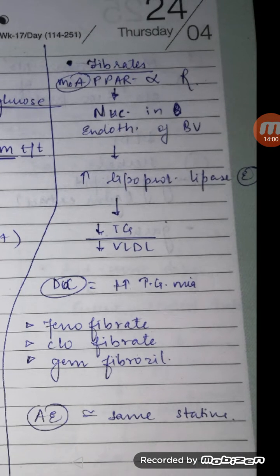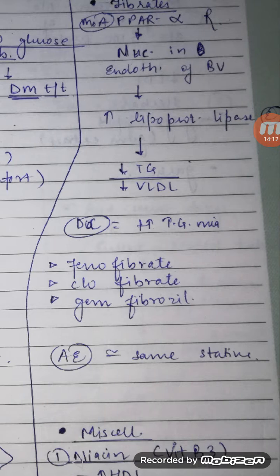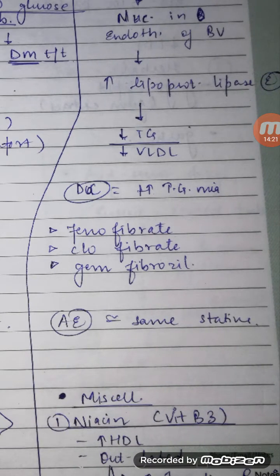And so with more lipoprotein lipase, there is more breakdown of triglyceride, and so it is a very good agent to decrease triglyceride levels. So it is a drug of choice for hypertriglyceridemia. Fibrates are best for hypertriglyceridemia. The names of various fibrates are fenofibrate, clofibrate, and gemfibrozil. Adverse effects are just like statins. What do you mean just like statins? Number one, myopathy. Number two, liver toxicity, dry skin, and weight loss.